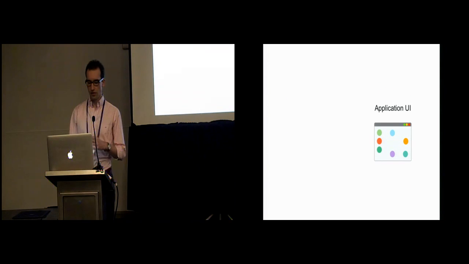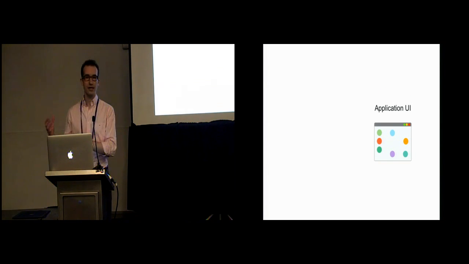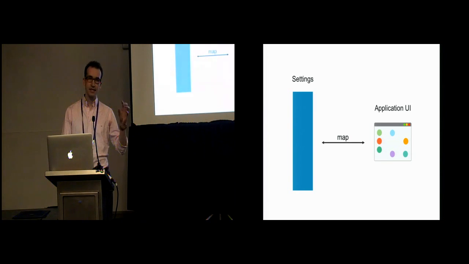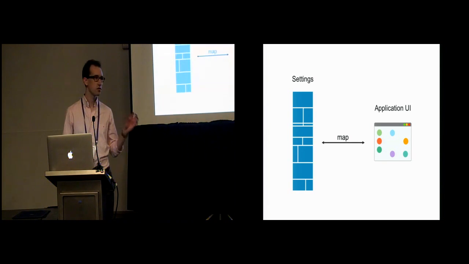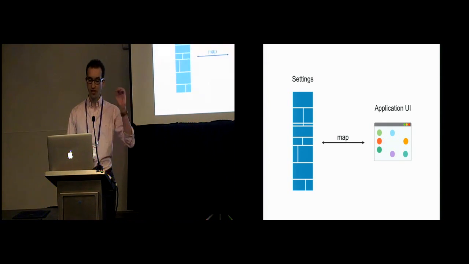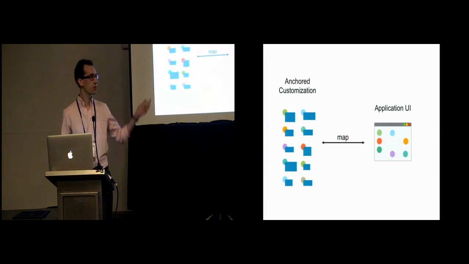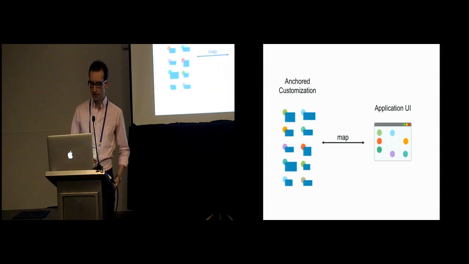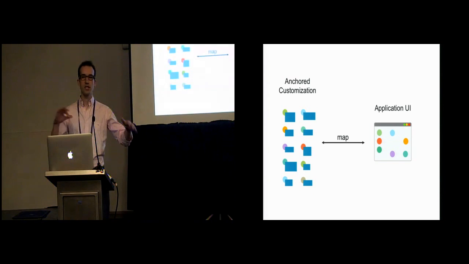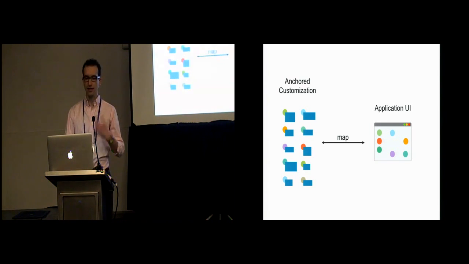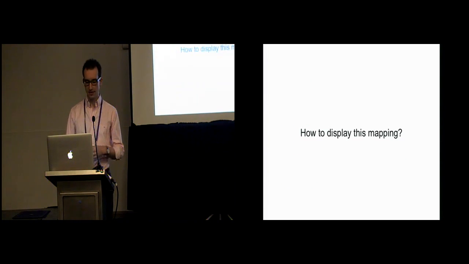Our approach, however, wanted to use the application UI itself to organize settings. So we split settings into small chunks, and we associate each chunk with one UI element, represented here with these little color dots, and it gives us a many-to-many mapping between UI elements and settings. The second dimension of our design space is how to display this mapping to the user. So we designed 3 variants.